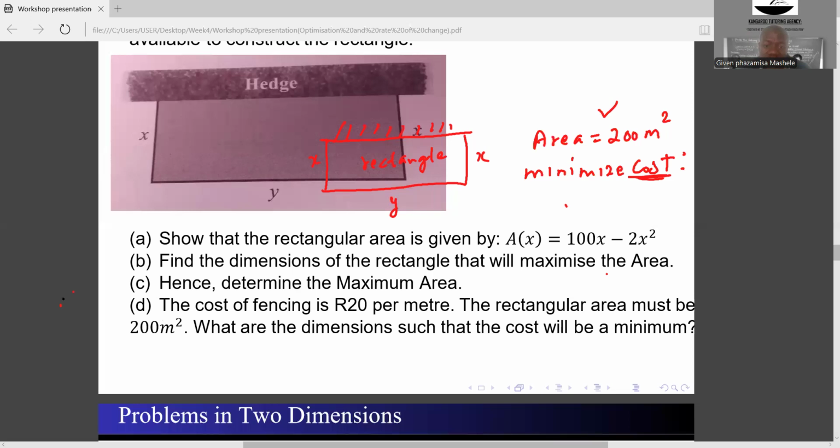Now, guys, it's very important to understand. We know that 1 meter of fence will actually cost us 20 rand.